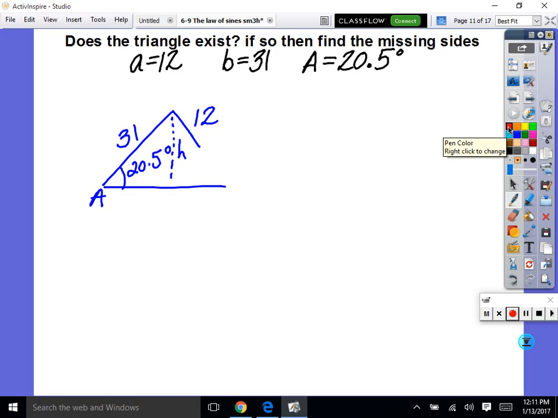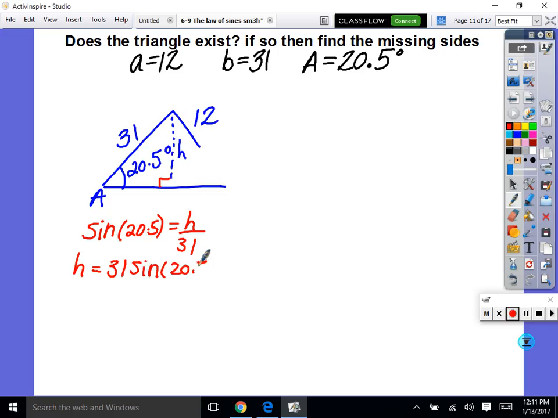So we would say, well, this is a right triangle. So sine, because it's opposite over hypotenuse, so sine of 20.5 equals h over 31. So h is 31 sine of 20.5. So what is my height? 10.9. Okay. So this isn't really drawn to scale that good, but that's 10.9. So now 12 is longer than that height. So we've got to extend this 12 over. Does everybody see how I've drawn it a little bit to scale?